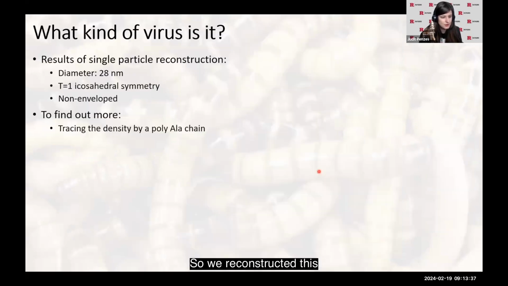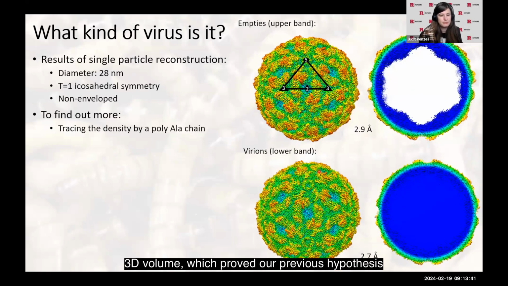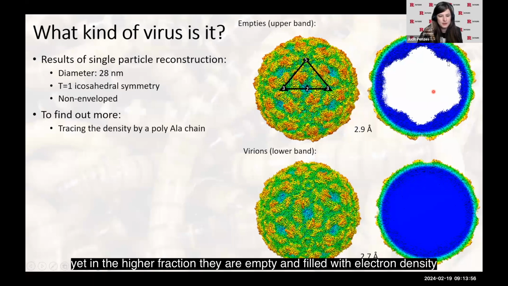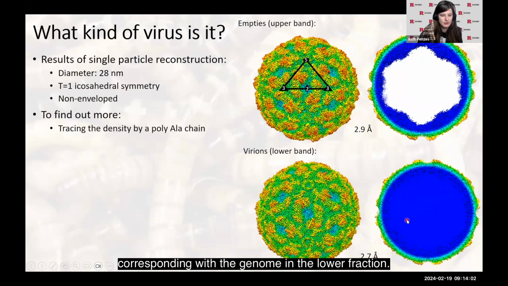So we reconstructed this 3D volume, which proved our previous hypothesis, since in both of these electron density maps the particles have the same surface morphology, yet in the higher fraction they are empty, and in the lower fraction they are filled with electron density corresponding with the genome.